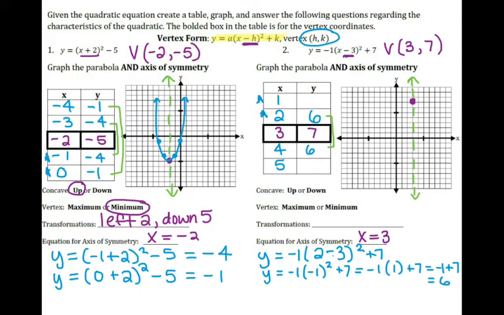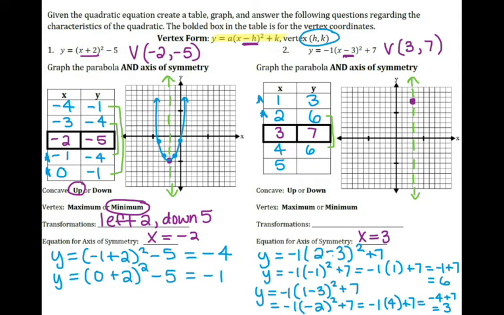And let's go ahead and plug in 1. So I have y equals negative 1 times (1 minus 3) squared plus 7. Negative 1 times negative 2 squared plus 7. That's going to give me negative 1 times negative 2 squared, which is 4, plus 7. Negative 1 times 4 is negative 4, plus 7 is going to equal 3. So I have 3 when I plug in 1, which also means I'm going to have the y value of 3 when I plug in 5, because your parabola is symmetrical.